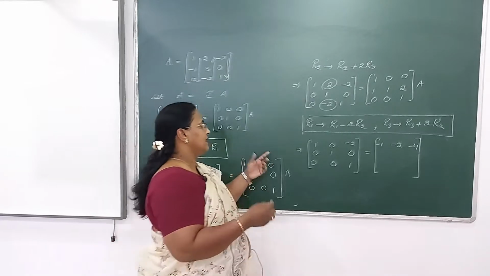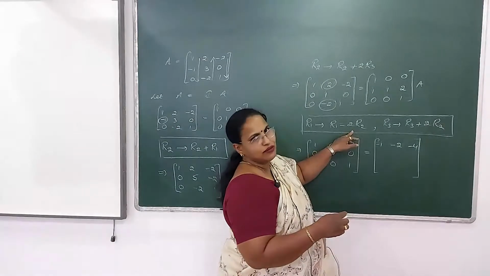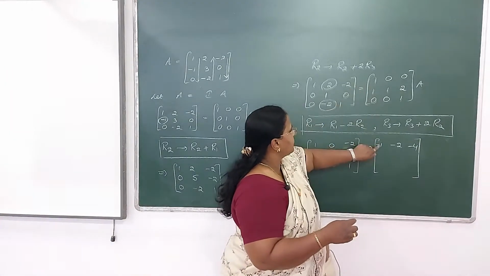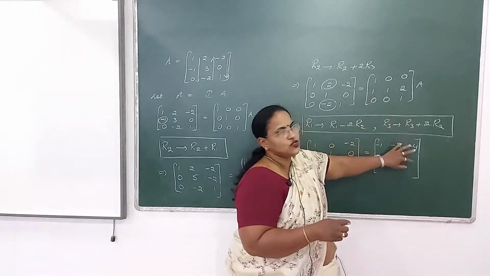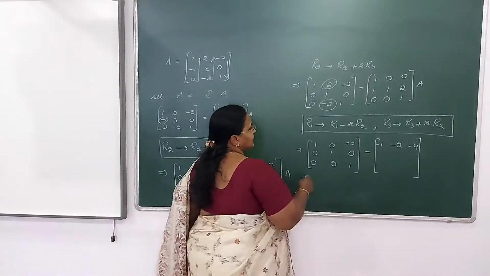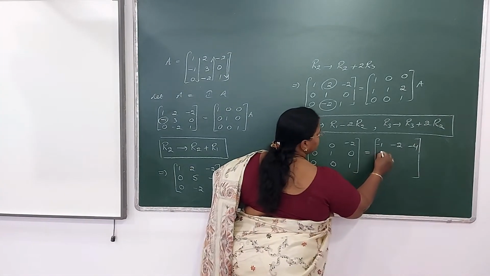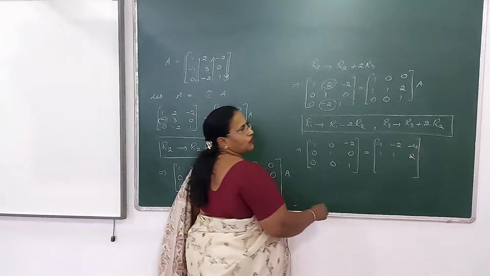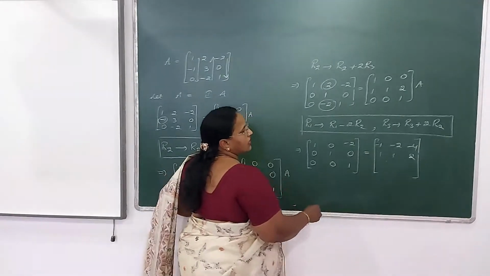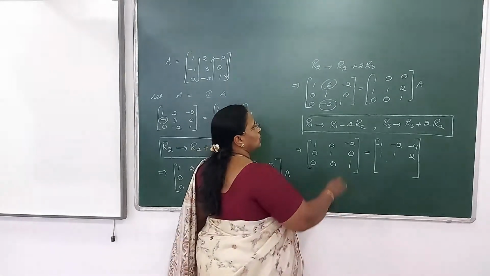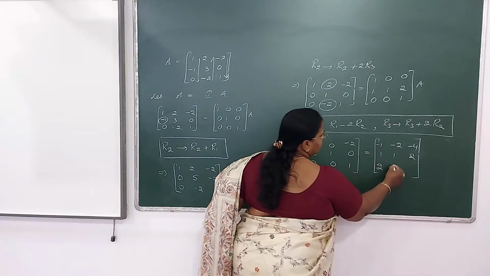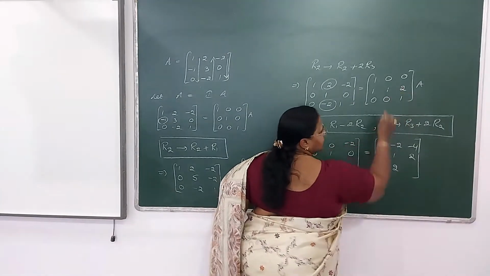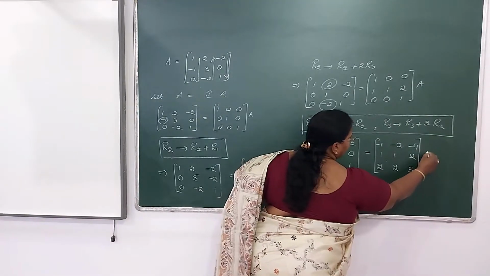Once again let us check. R1 minus 2 times R2. So 1 minus 2 it's minus 1. 0 minus 2 it's minus 2, 0 minus 4 it's minus 4. Second row will remain as it is, 1 1 2. Now what about the third row? R3 plus 2 times R2. So 0 plus 2 times 1 it's 2, 0 plus 2 times 1 it's 2, 1 plus 2 times 2 it's 5, and into A.